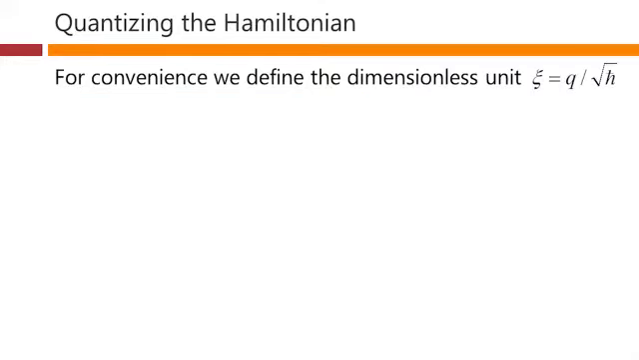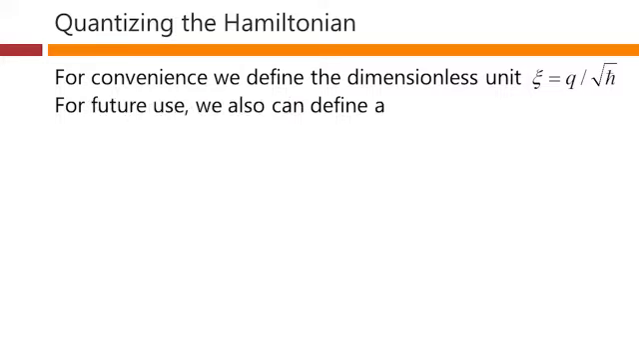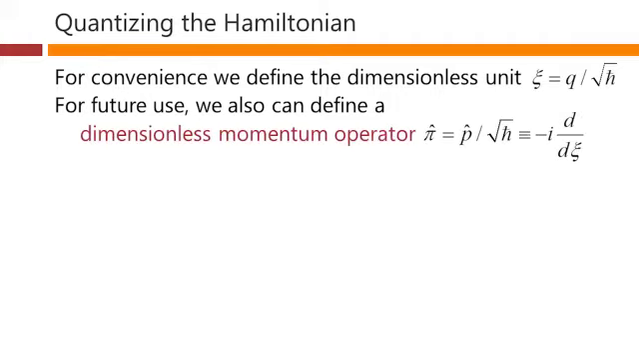For convenience now, we're going to change to dimensionless units. So we'll use xi again as Q over the square root of h bar. And for future use, we can also define another dimensionless operator here, a pi operator, which will just be the P operator divided by the square root of h bar. So that would just become minus i d by d xi.